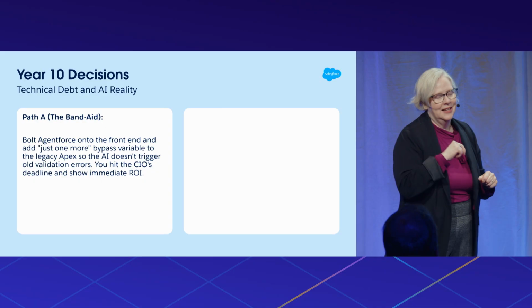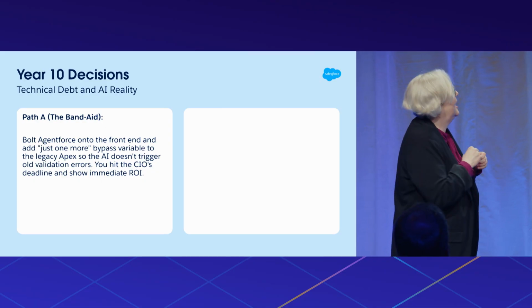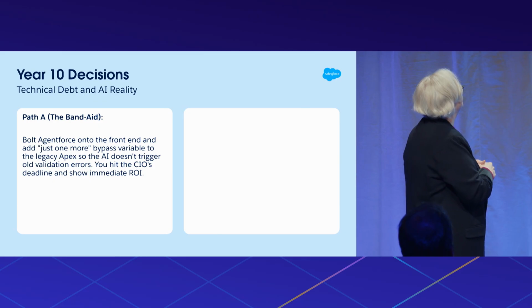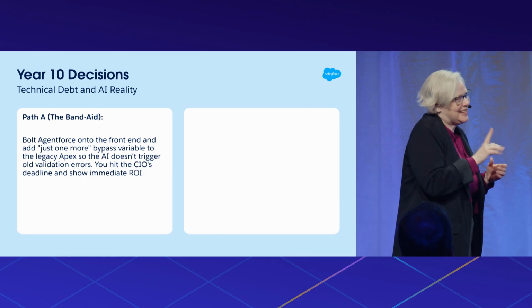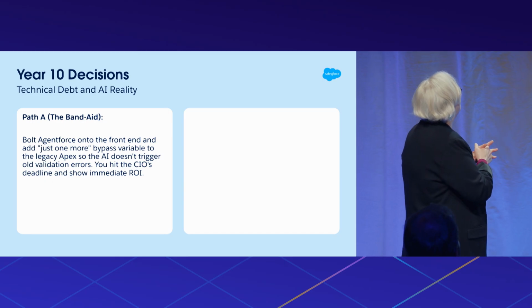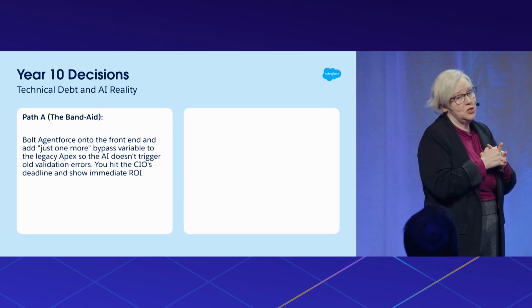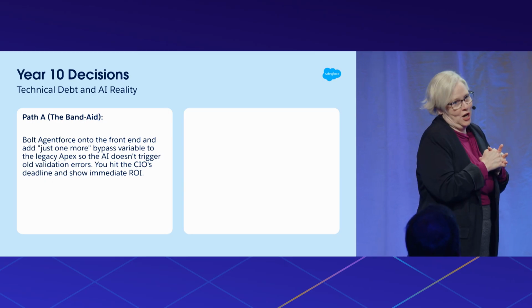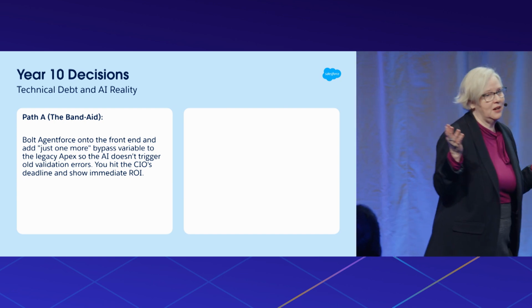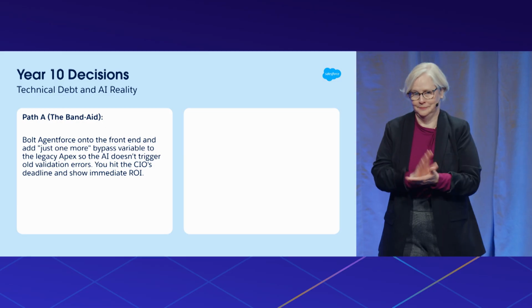All right, let's just get this done. Let's make that CIO happy. Bolt on Agentforce onto the front end and just add one more bypass to the variable and legacy Apex so that the AI doesn't trigger old validation errors. You hit the CIO's deadline and you show immediate ROI for now.